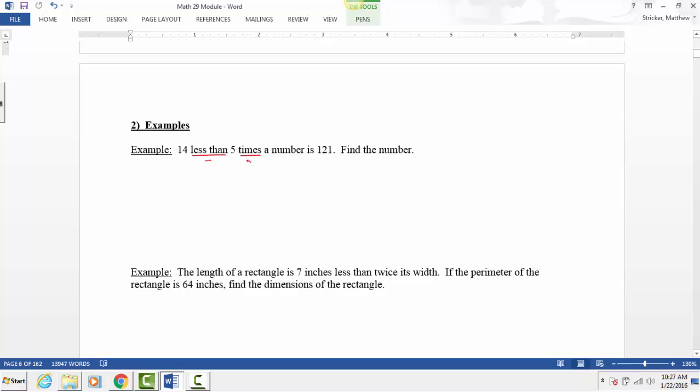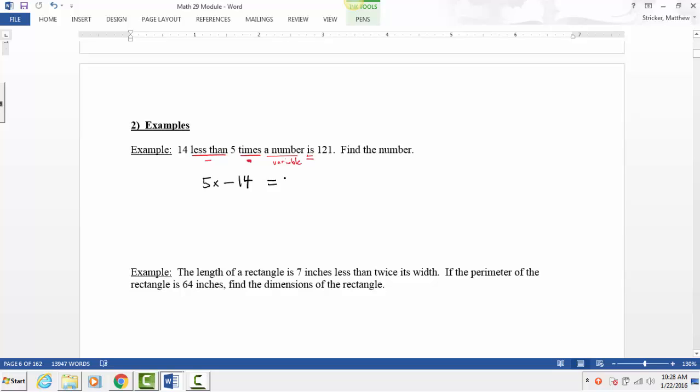And 5 times, remember what times means? That's multiplication. A number, what's a number? The number, that's the variable that we're solving for. And then is, you know what is? Is equals. So let's write that equation. It says 14 less than 5 times a number. And remember, when we say 14 less than, we're subtracting 14, but we're doing it on the end. So we have to write it like this. 5x minus 14.